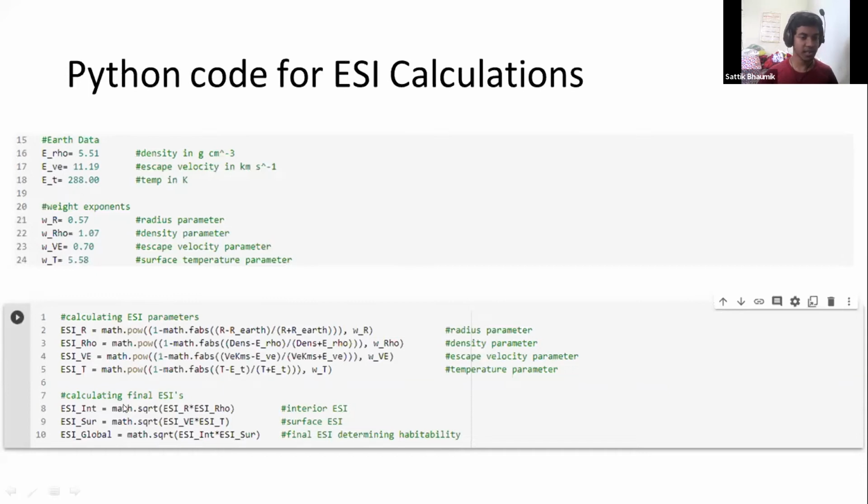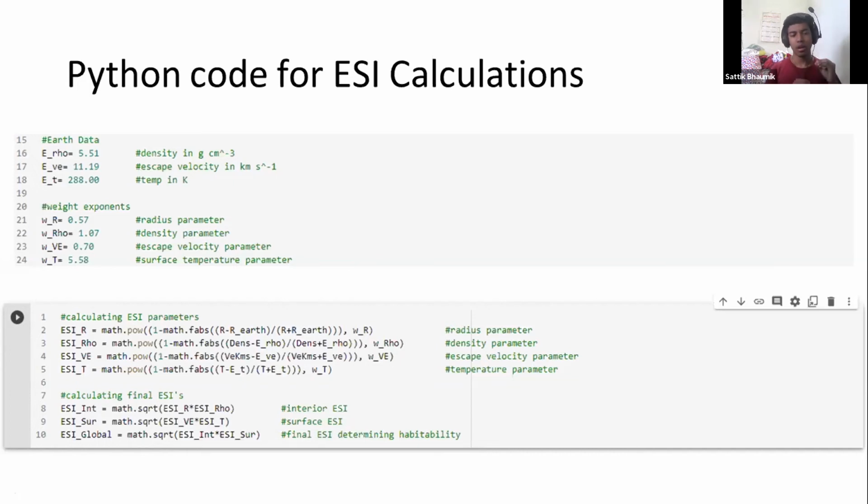After calculating the ESI, I further calculate the interior ESI using the ESI of radius and ESI of density, and then the surface ESI using the ESI of escape velocity and the ESI of temperature. Then we calculate what we call the global ESI or the final ESI. This is the ESI value that will actually tell us whether the planet is habitable or not.